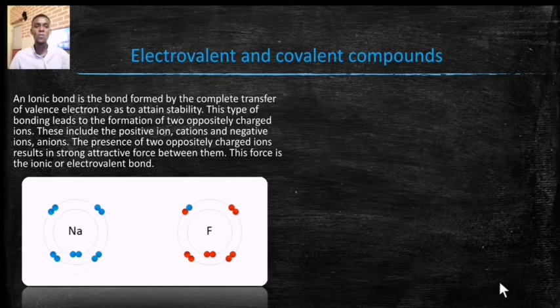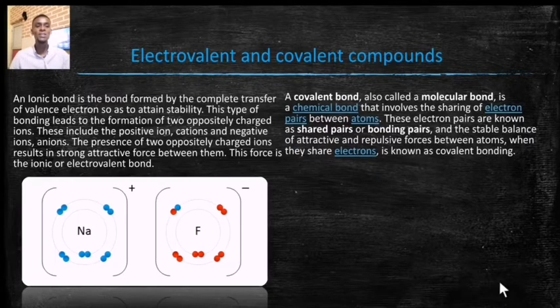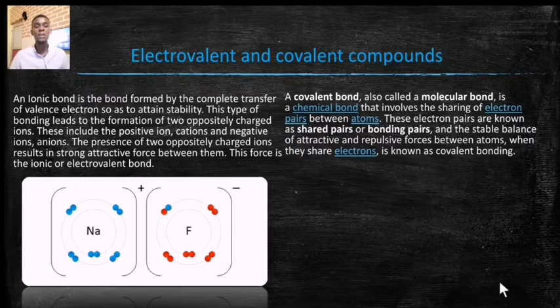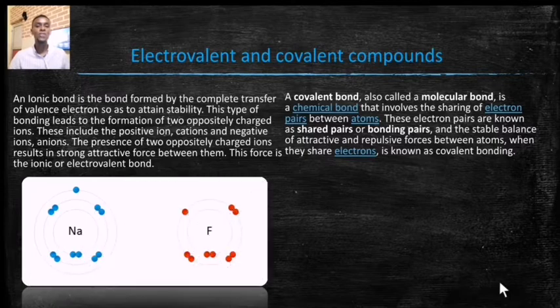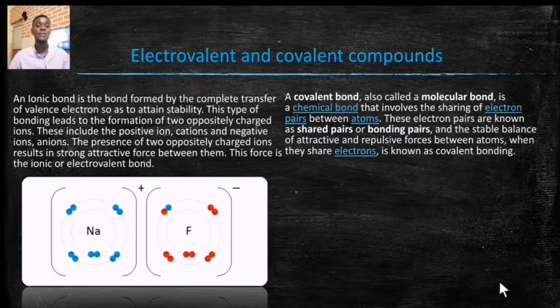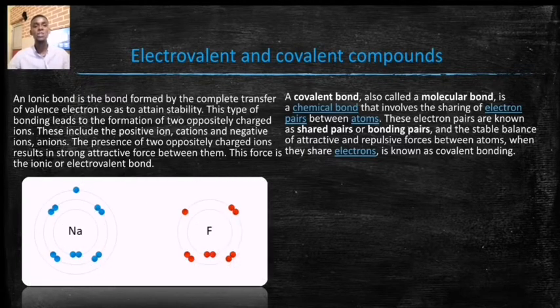So what about covalent bonding? Covalent bonding is also called a molecular bond. It's a chemical bond that involves the sharing of electrons. Unlike electrovalent bonding, where one atom transfers an electron, resulting in the formation of ions and not a molecule.